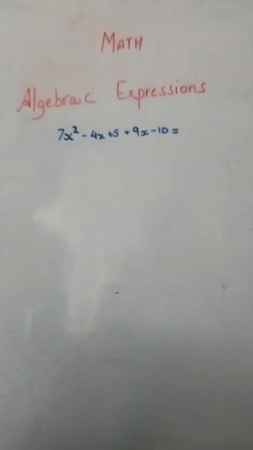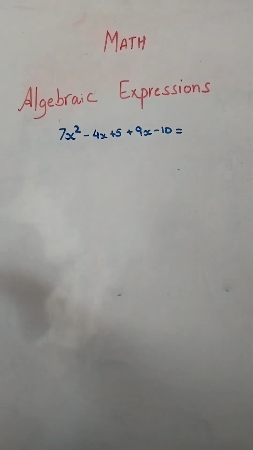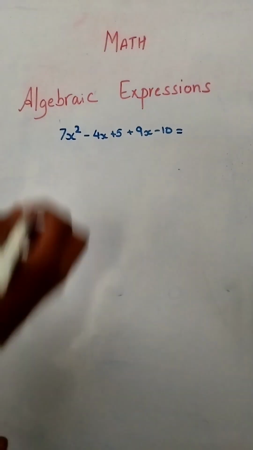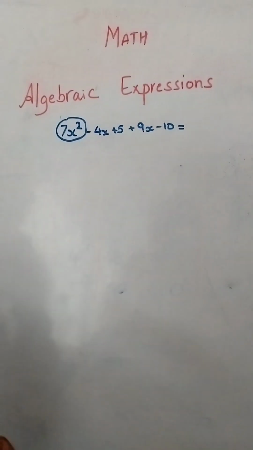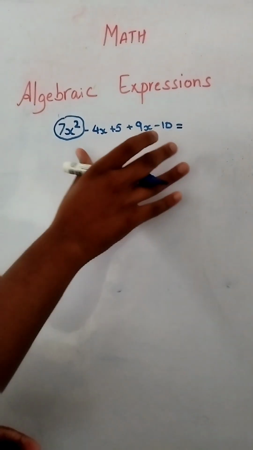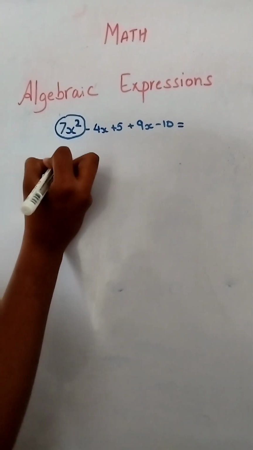So how can we do it? First we need to understand what are the similarities between these, or what are the like terms in these two. So we know that 7x square is completely a separate term, that is, it is a completely unlike term compared to all the other terms. So we'll write this term first.